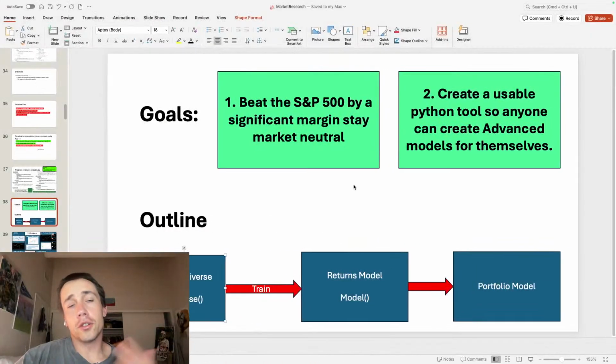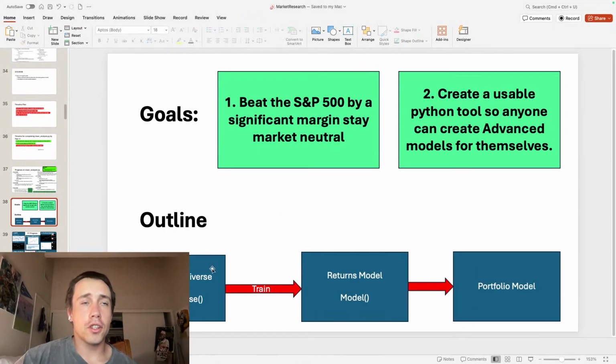So those are the two goals. This is the outline of the model. First, I have data going back to 2011.